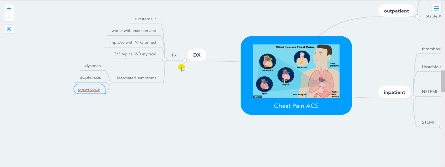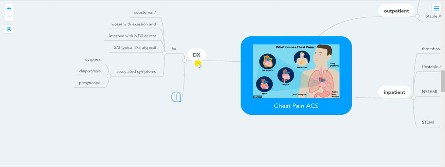So if I go and explain, the pain is located substernally, the quality of the pain is dull, and the pain is radiating to either your left shoulder or your lower jaw. Sometimes it can go unnoticed in the case of diabetic patients.